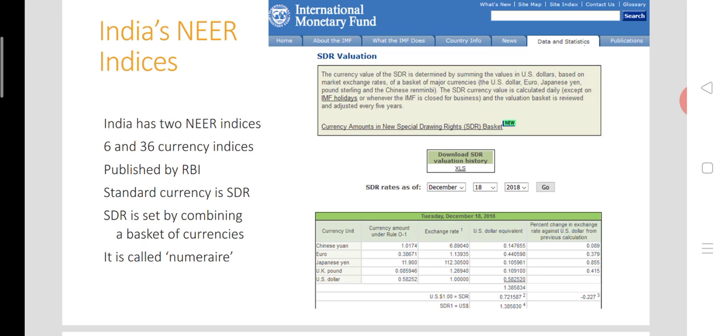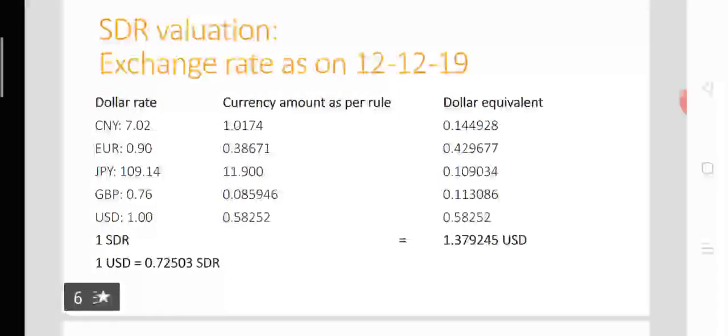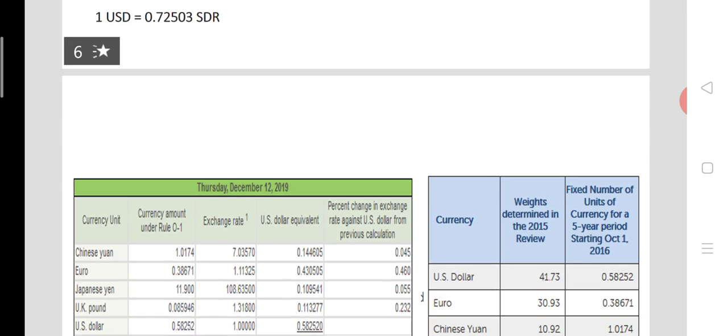And SDR is in fact the base currency for the index formation of India's and all countries' NEER and REER indices. SDR is called the numeraire. And I am not going into the details of SDR valuation. You just go and find out how it is calculated.